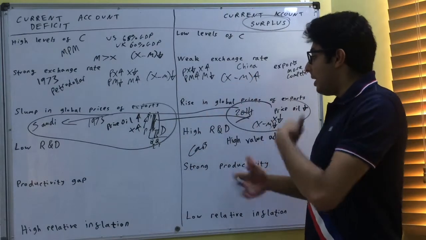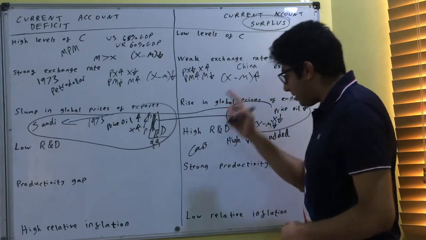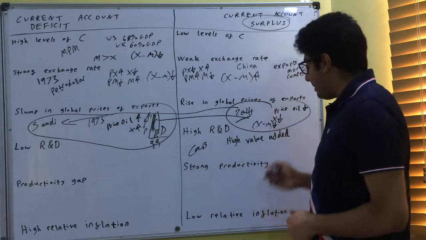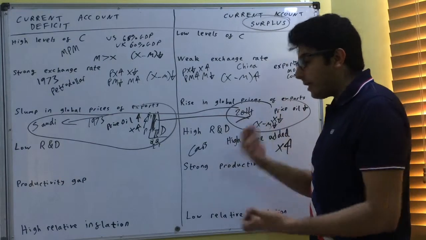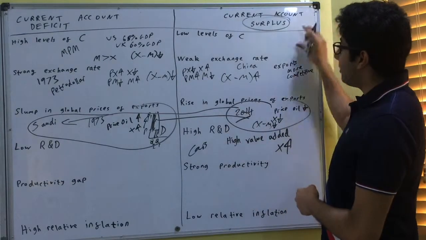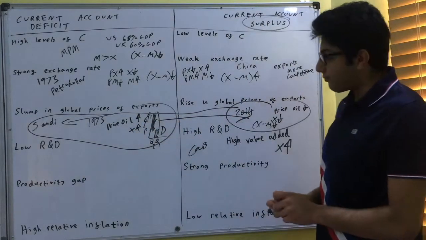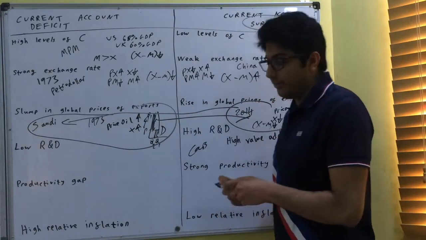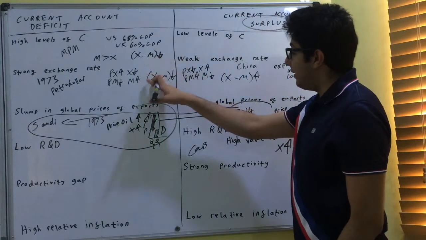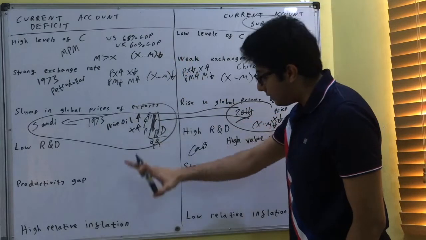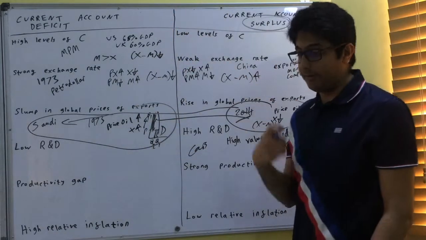Their exports, they have a comparative advantage in high value-added manufacturing because of their high research and development, meaning that the value of their exports is higher than the value of their imports, leading to a trade surplus and a current account surplus. Low R&D spending gives you the opposite. Your exports are less competitive. So value of exports decreases, and the net exports decreases, leading to a trade deficit and a current account deficit.